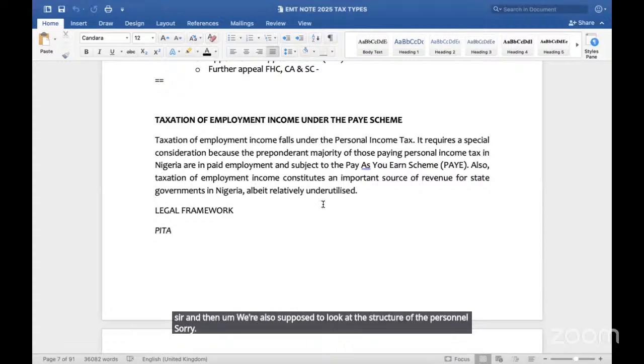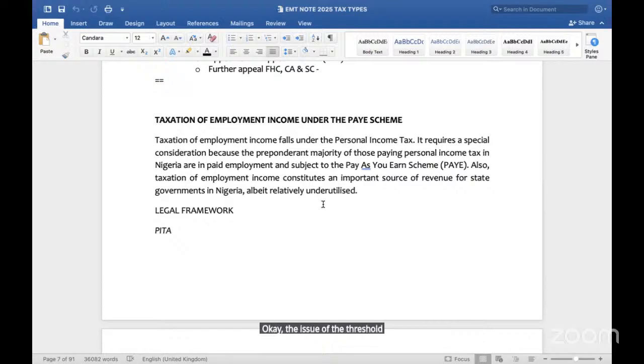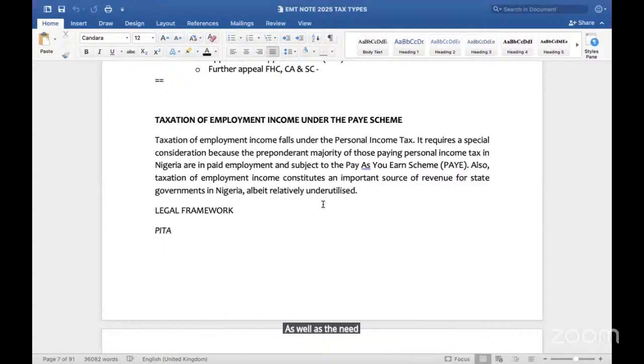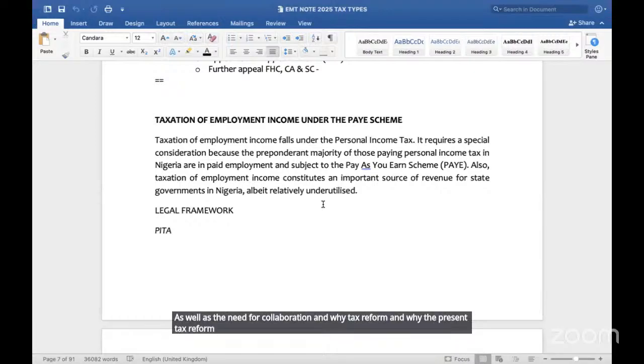Okay, on the issue of the threshold with respect to personal income tax, that is, what the minimum threshold is, and comparing what happens in other countries to what we have here in Nigeria, as well as the need for collaboration and why the present tax reform bills propose the Joint Tax Board.